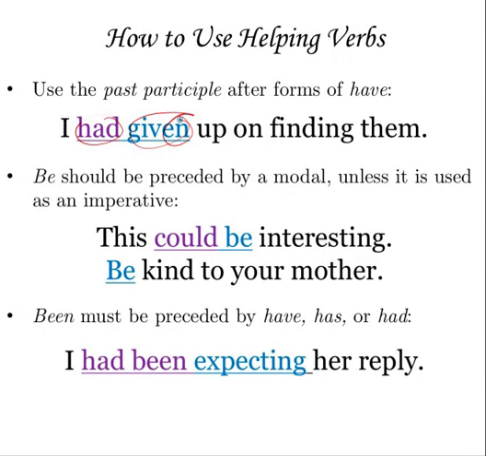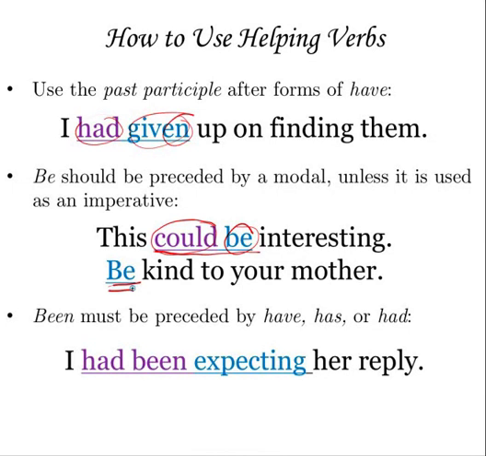Be should be preceded by a modal unless it is used as an imperative. So, if you're using be as be and not as was or is or something of that kind, it has to have a modal before it. So, this could be interesting. You don't say this be interesting unless you're a pirate. You say this could be interesting. You put the modal could in front of it. However, in an imperative, be kind to your mother, be is simply an imperative verb and you don't need a modal because you're giving a command.